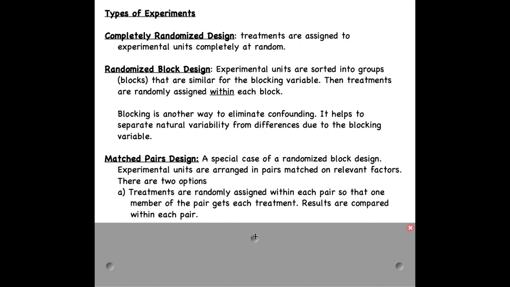And then we don't compare big massive groups. We just randomly assign within each pair one person to get one medication, one person to get the other, carry out the experiment, and then you look at each pair. And if consistently the person who's getting B is showing more improvement, then that would let you know that it's that medication.